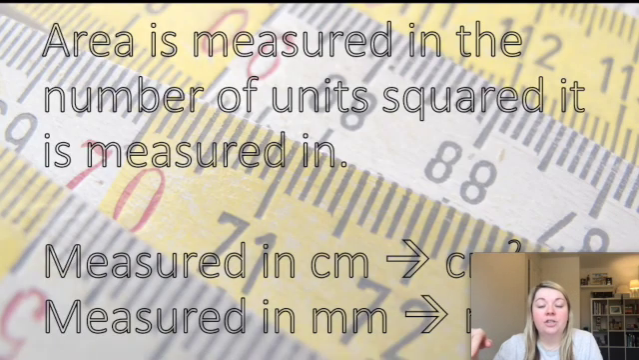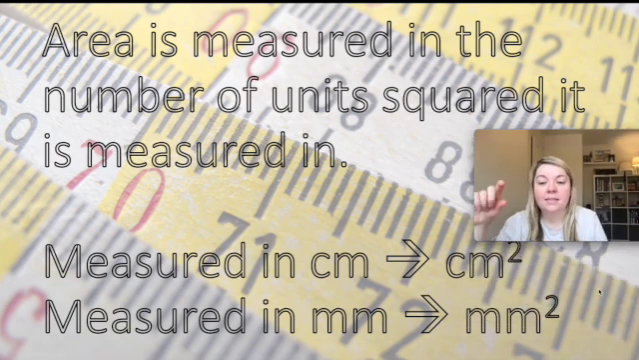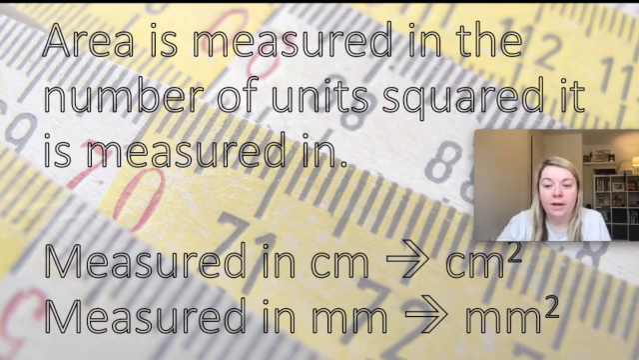Area is measured in the number of units squared. So if it's measured in centimetres, then the area will be in centimetres squared. And if we're writing centimetres squared, we write a little number 2 above our m. If the length of the sides were measured in millimetres, then the area would be measured in millimetres squared. If it was measured in metres, the area would be measured in metres squared, and so on.